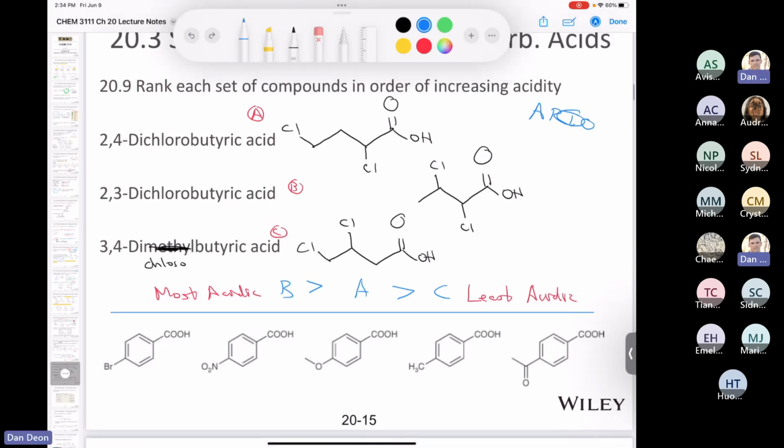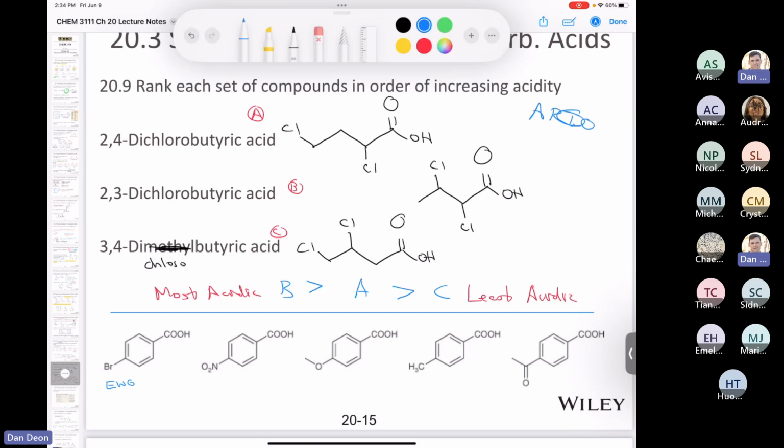Okay. The next one is kind of interesting. All right, this is actually kind of a tricky one. Which one of these, so if we rank them most acidic, we'll make 1 the most acidic and 5 the least acidic. If I look at all of these, this is an electron withdrawing group. It's also electron donating.